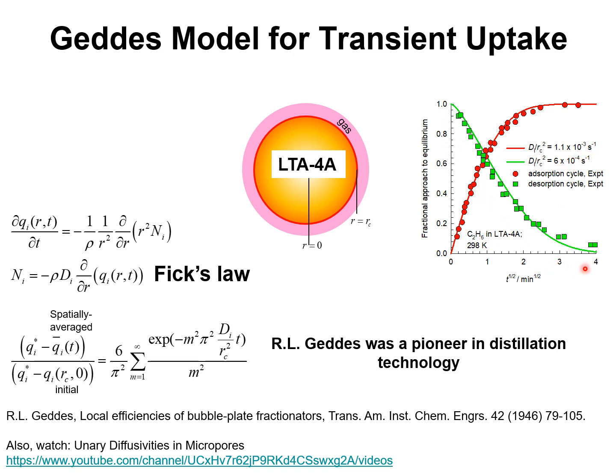We note that the desorption cycle is slower than the adsorption cycle, and the reason for this asymmetry in the adsorption and desorption cycles is due to the thermodynamic corrections that come into play. And for further details, I refer you to this video presentation, Unary Diffusivities in Microporous.